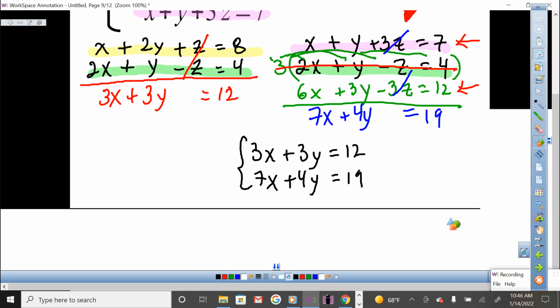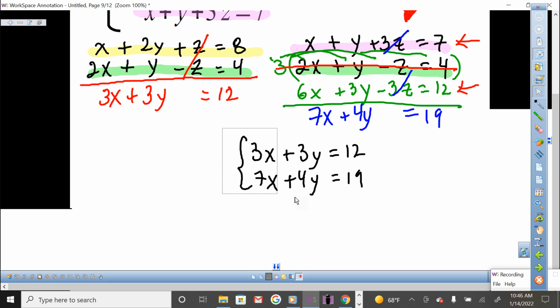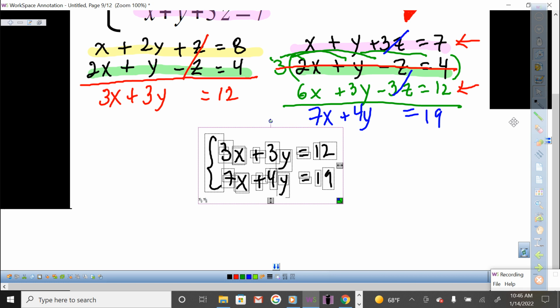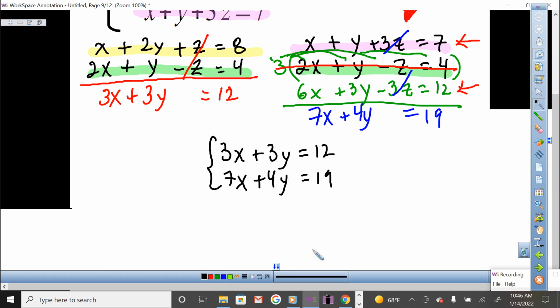Ooh, this is going to be a good one. You guys chose a good one. All right, let me move this over just to make some room. Okay, look at them. Which one can we eliminate? You're like, oh snap. Which variable? The x or the y? None of them eliminate, right?